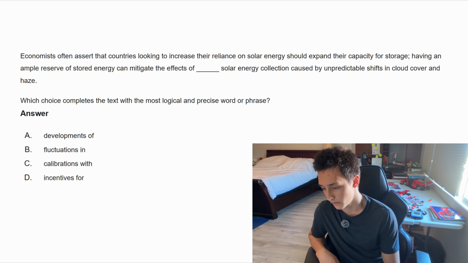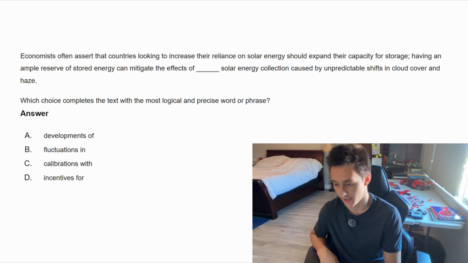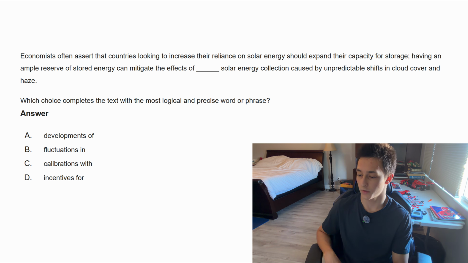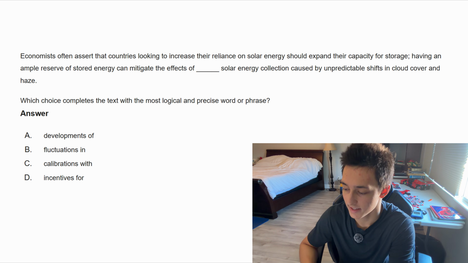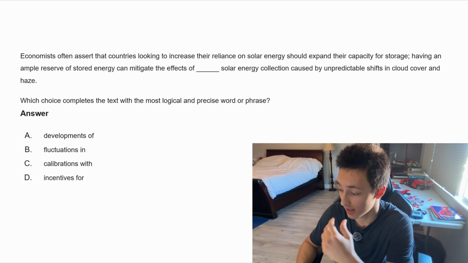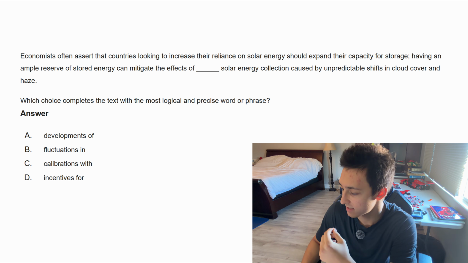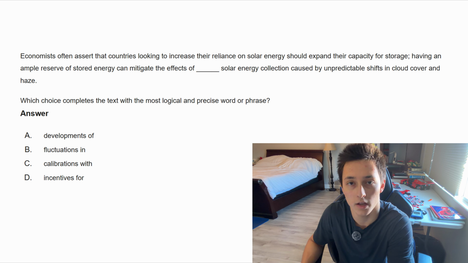Having an ample reserve of stored energy can mitigate the effects of blank solar energy collection caused by unpredictable shifts in cloud cover and haze. Another thing I want to point out, guys, for these vocab questions, sometimes within the sentence or the passage that they give you, they'll give you synonyms or antonyms to the actual vocab word. In this one, it's a great example. It says unpredictable shifts. That's pretty much exactly what we want to go in the blank.